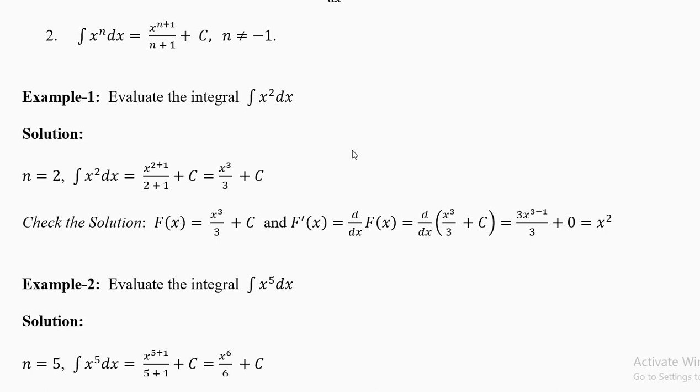Now here n equals 2. So the integration of x square is x power 2 plus 1 divided by 2 plus 1, look at rule number 2, plus c. You'll get x power 3 divided by 3 plus c. Don't try to cancel anything here. This 3 will not cancel. This is in the power and this is outside.